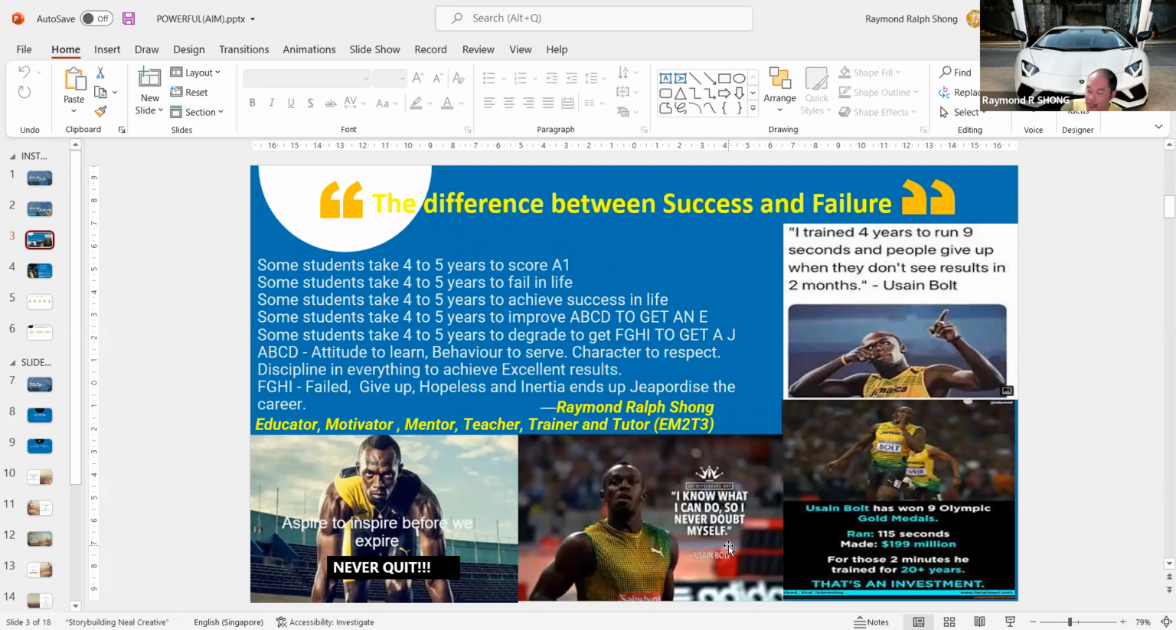The 3 months has flown by just like that. If you think you're spending too much time on games and all these things, it's time to look through your SPQ, SRQ, and all your homework. Because you see, I trained 4 years to run 9 seconds and people keep up within 2 months. You are 3 months in. Okay, he has won 9 medals and in 115 seconds earned 200 million. For those 2 minutes, he trained for 20 years.